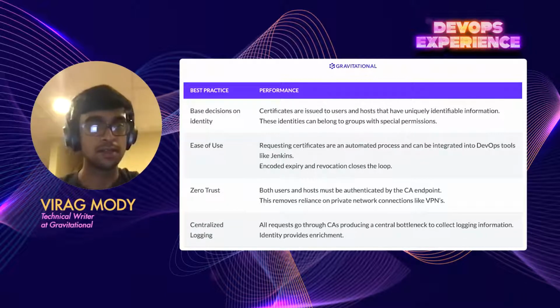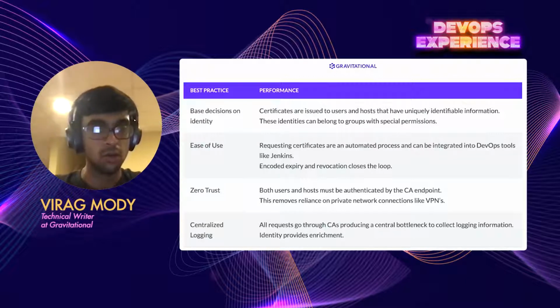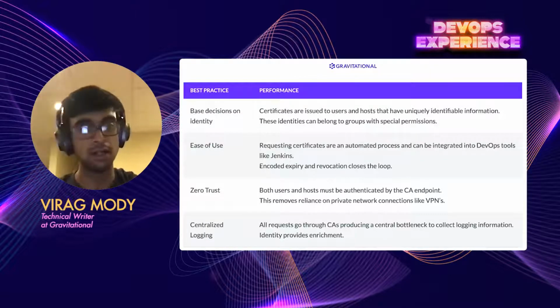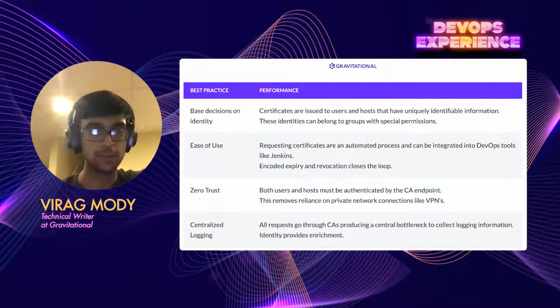The second practice has to do with ease of use. Once you have a certificate authority up and running, it's pretty easy to automate the process of requesting certificates just by integrating that into some of your DevOps tooling. So say that you need to dynamically open a shell, you get granted a certificate with the right permissions based on something as simple as your email. And encoded within the certificate is also expiry, so you don't have to worry about secrets just lying around, waiting to be taken advantage of.